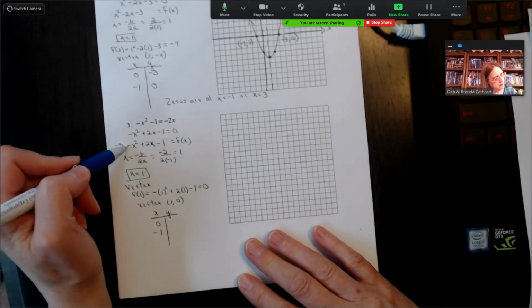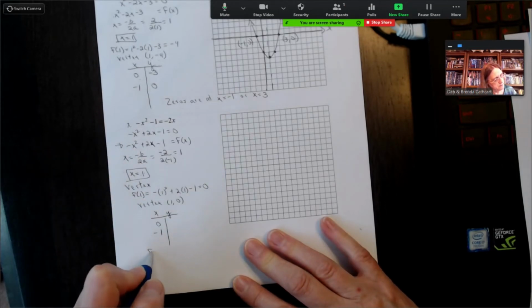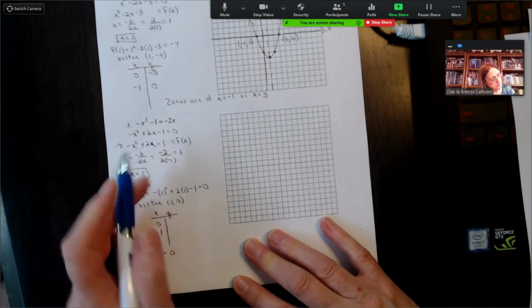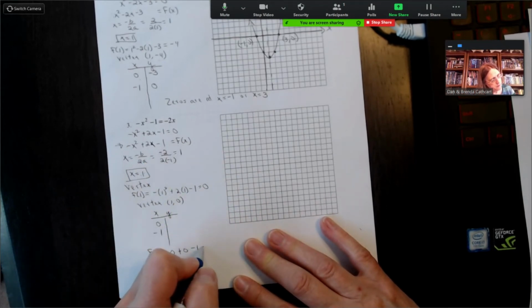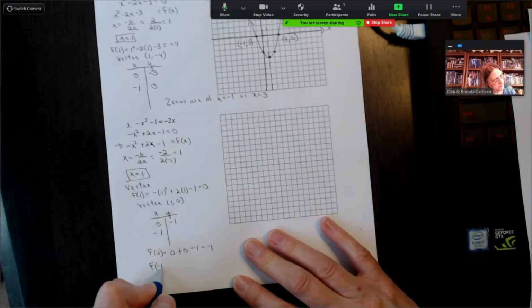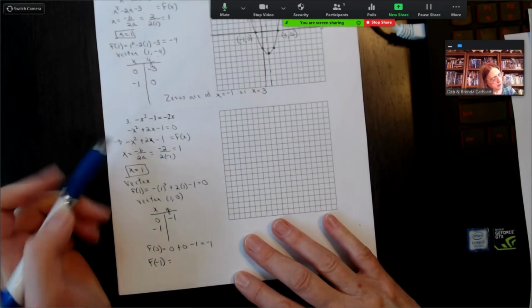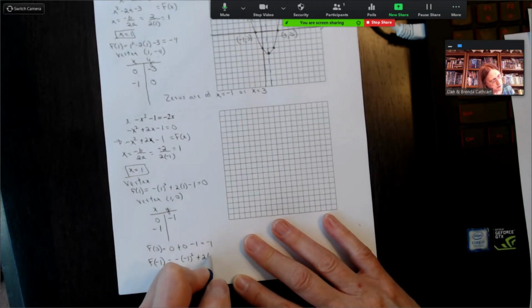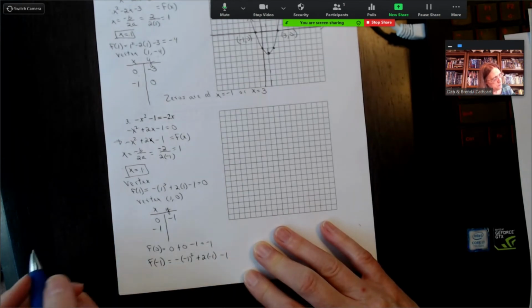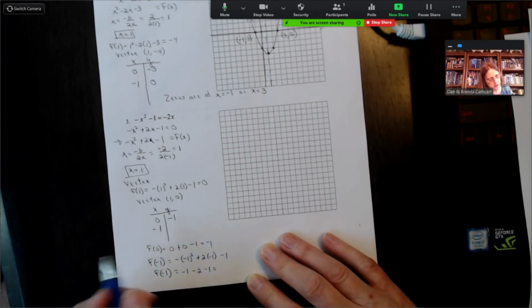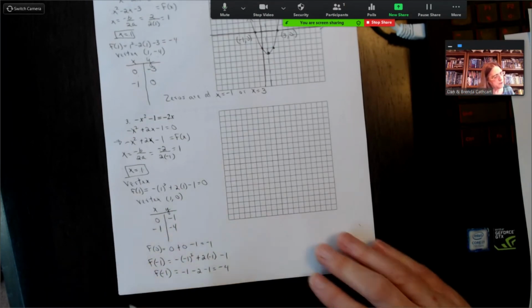When we substitute 0 into our function, and I'll do that this time, f of 0, well, negative 0 squared is 0. 2 times 0 is 0, and then minus 1. So f of 0 is negative 1. And then f of negative 1, we're going to do the negative of negative 1 squared plus 2 times negative 1 minus 1. So f of negative 1 is equal to negative 1 minus 2 minus 1, which is negative 4. Okay, so let's graph this.